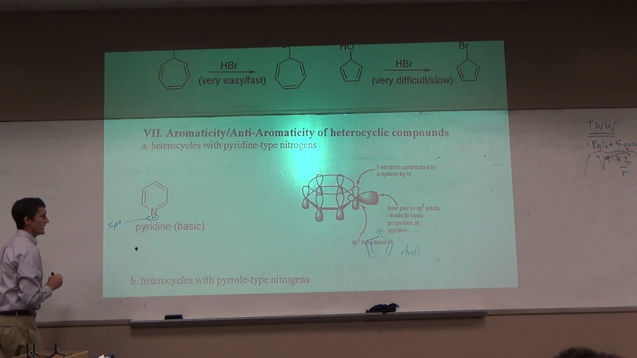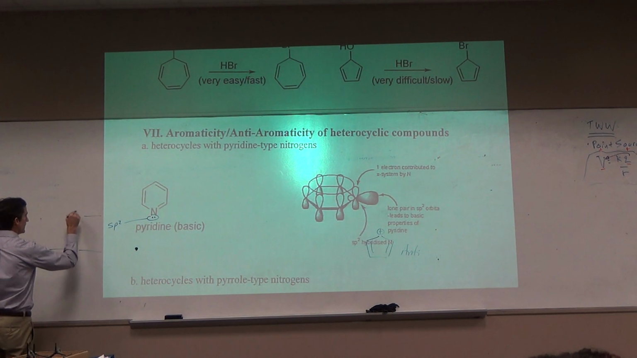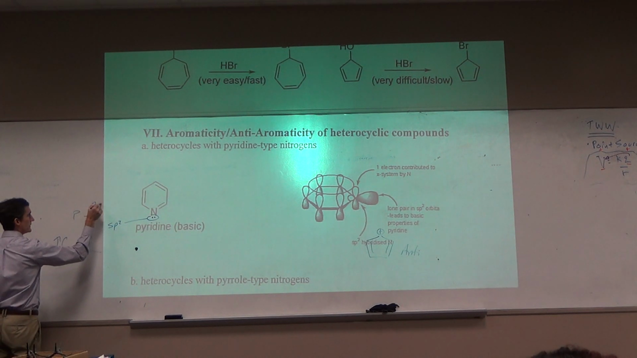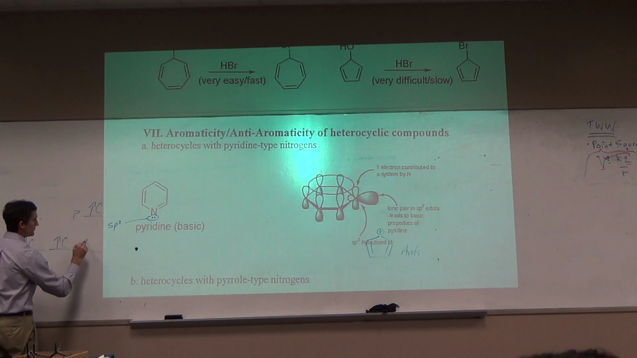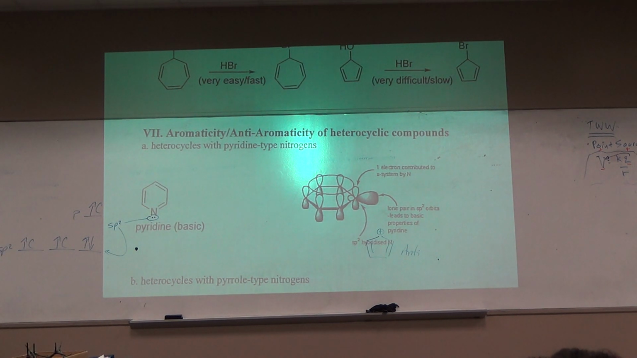If we graph this from organic 1, remember that? Nitrogen is SP2. It's got 3 hybrids and a p orbital. What type of bonds do you see the nitrogen making? Sigma bond to carbon, pi bond to carbon. Sigma bond to carbon, pi bond to carbon. The lone pair sits in the SP2. The p orbital is being used to make the pi bond that we see.